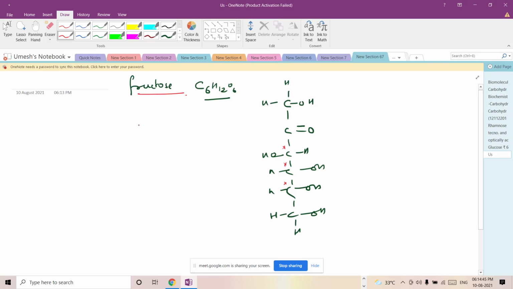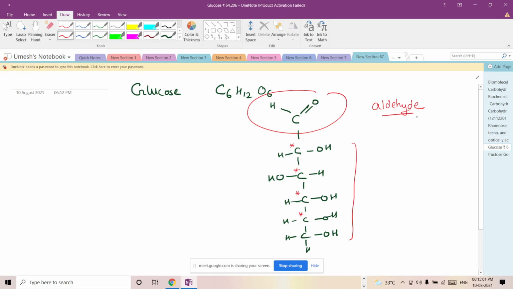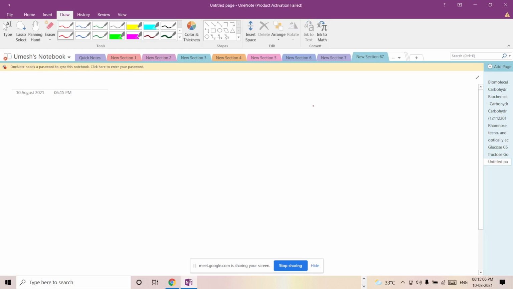Fructose are those compounds, it's a carbohydrate, right? Fructose is a carbohydrate. It's a ketone, polyhydroxy, and it's optically active. Right? Glucose is also like that. It is an aldehyde. So such type of compounds are called carbohydrates. Am I clear now? Now we discuss the classification of carbohydrates.